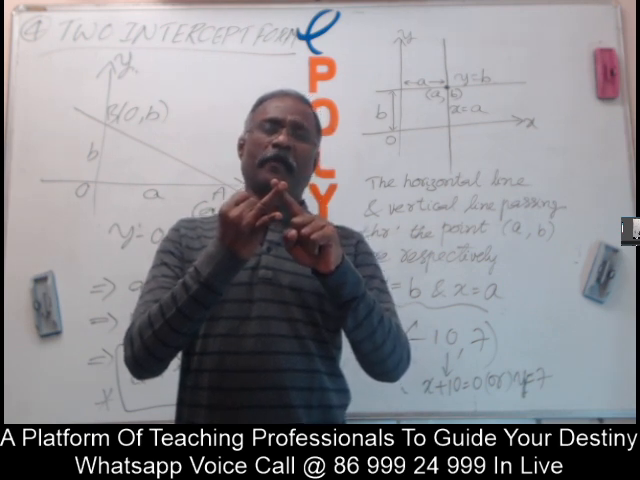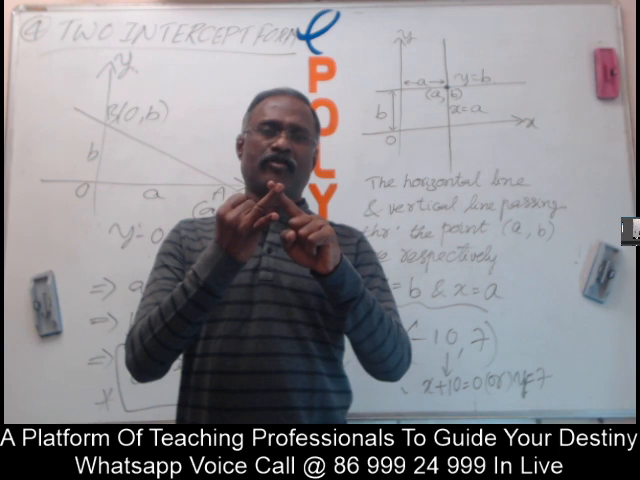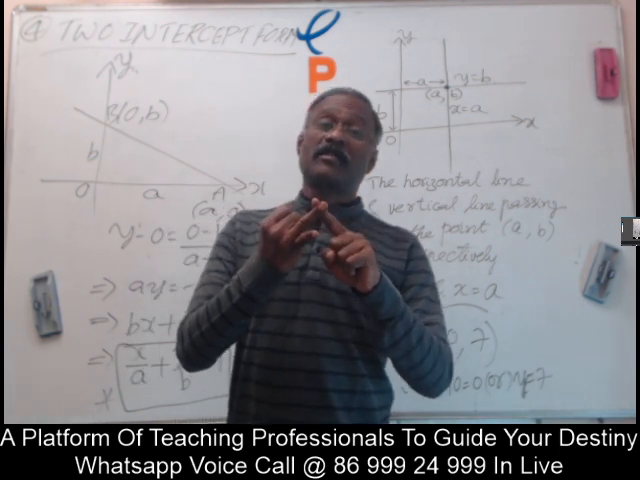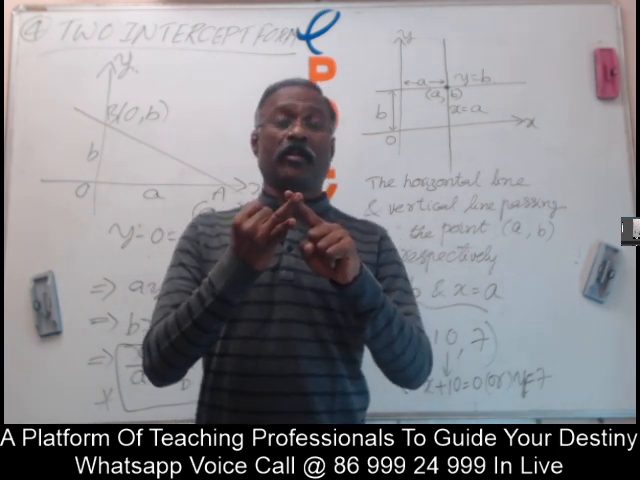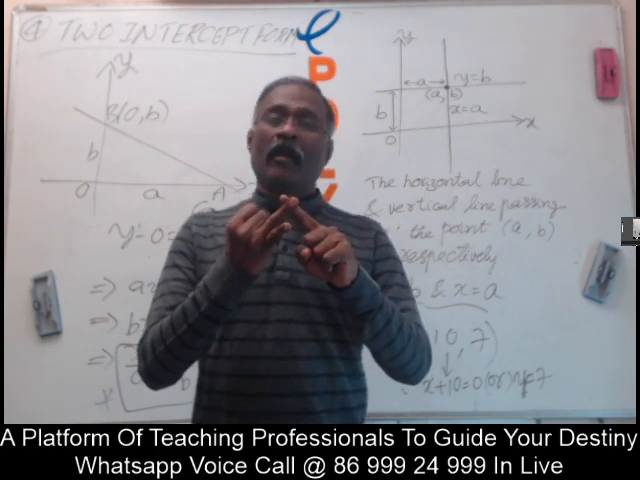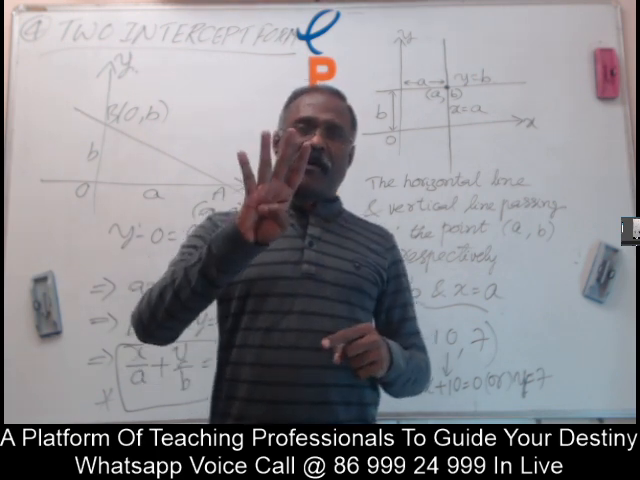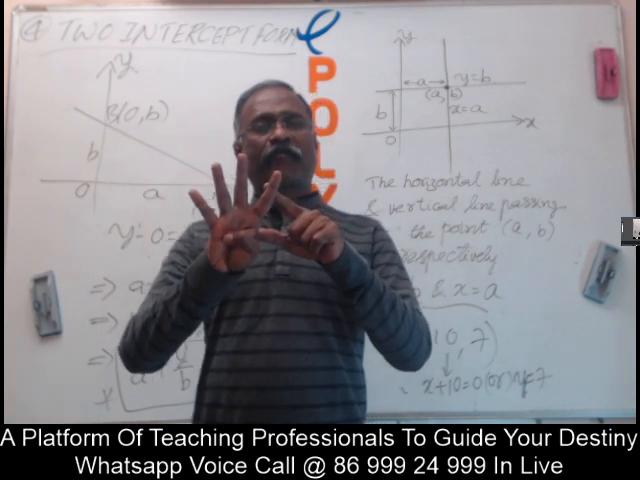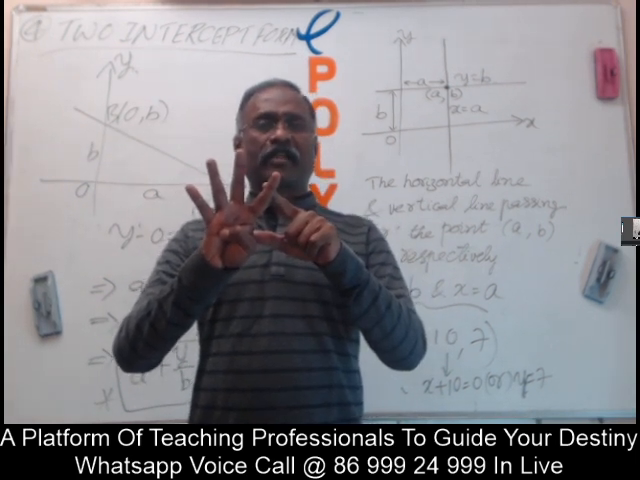Tan theta; when 2 points are given, y2 minus y1 by x2 minus x1; when the line equation is given to be ax plus by plus c equal to 0, the slope is minus a by b. Okay, next, four different forms of the straight line. Number one, slope point form. Y minus y1 is equal to m into x minus x1.